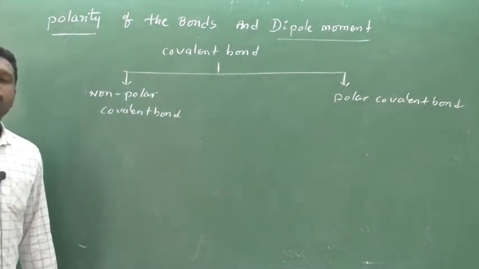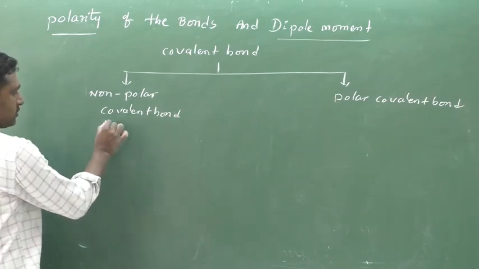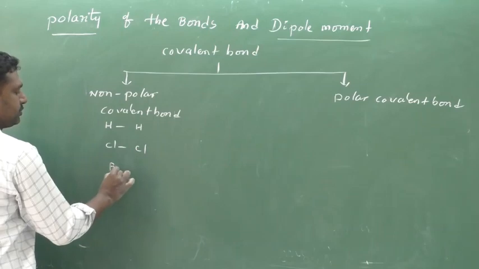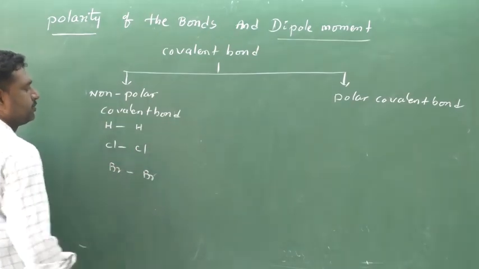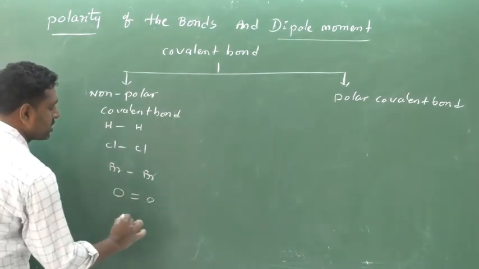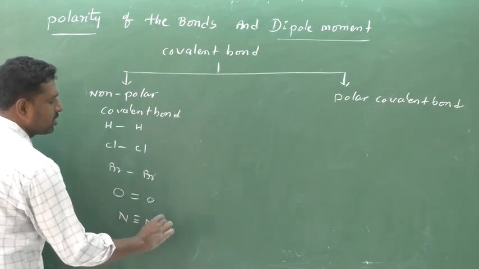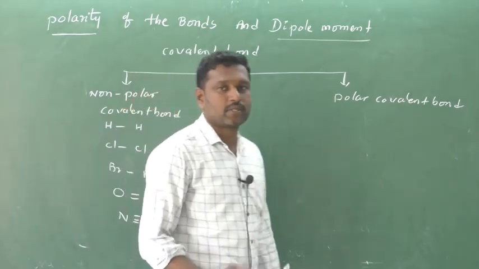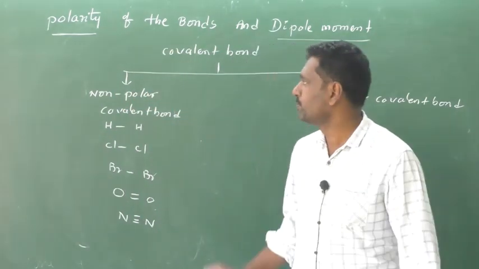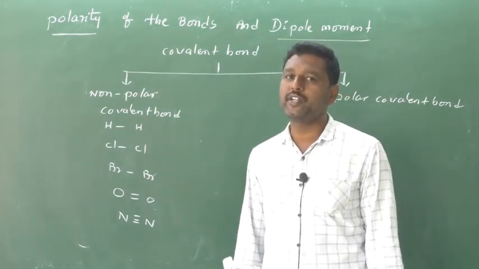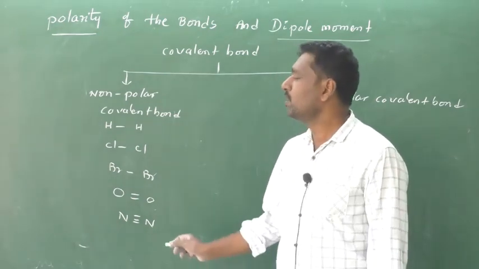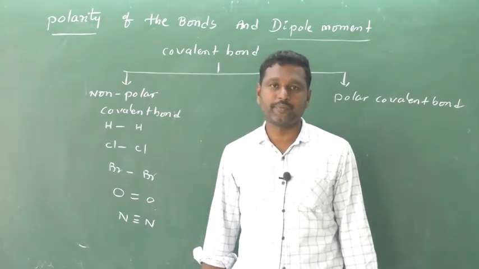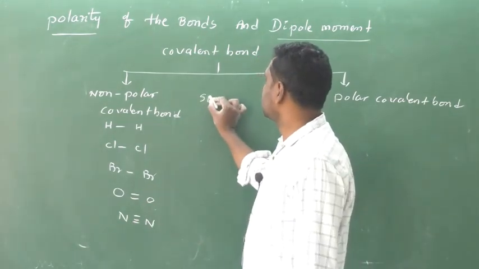between the same type of atoms: H-H, Cl-Cl, Br-Br, oxygen-oxygen, nitrogen-nitrogen. So these all are homogeneous atoms, they are similar atoms. If the covalent bond is formed between similar atoms, then the covalent bond is called a non-polar covalent bond.